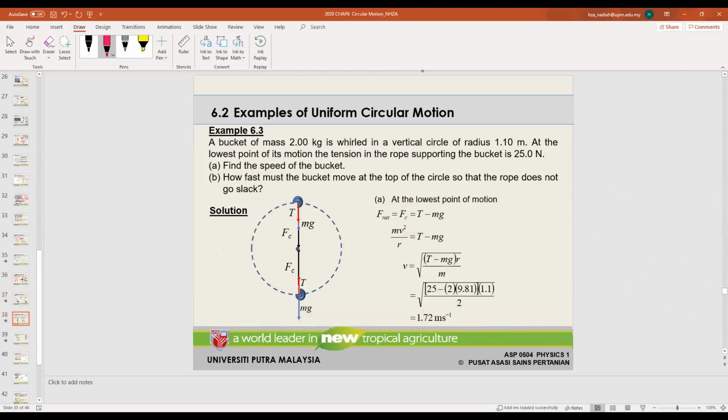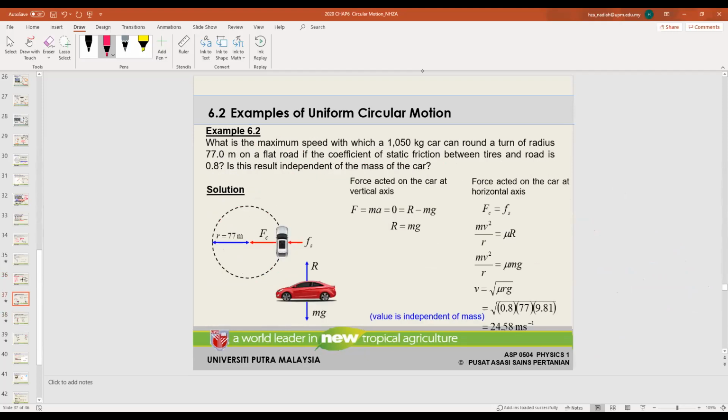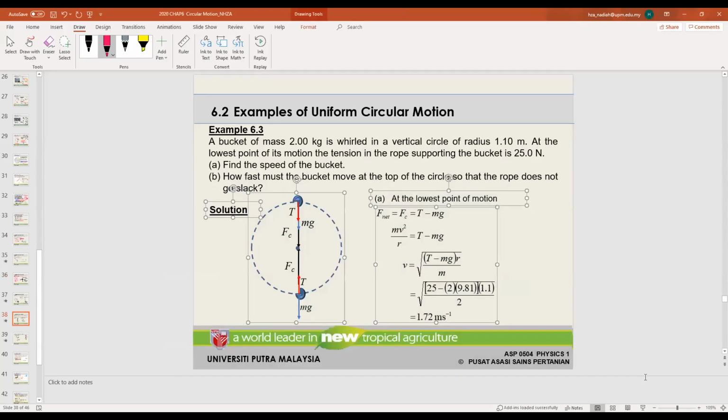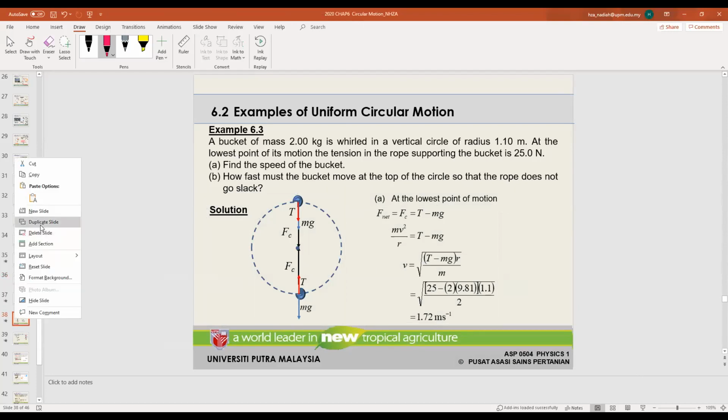Dr. Nat, one more question. Is this the same if it's on a slope? If it's not horizontal? No. Okay, thank you, Doctor. You have to resolve your R and your mg. Forgot to duplicate, luckily. Okay, slide.